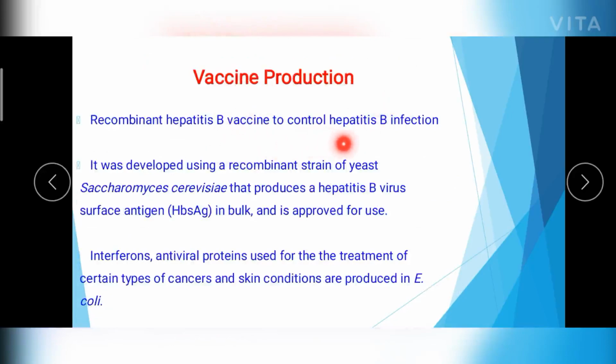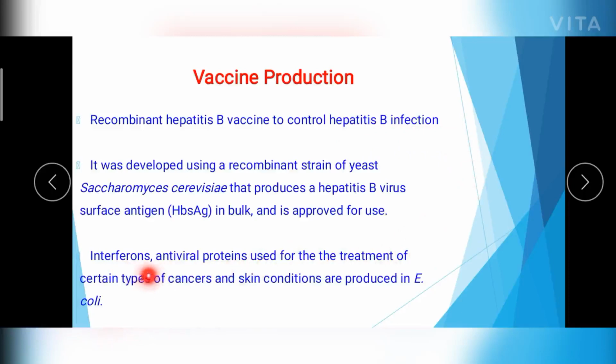Coming to the next example, vaccine production. Recombinant hepatitis B vaccine is used to control the hepatitis B infection. It is developed using a recombinant strain of yeast, that is Saccharomyces cerevisiae, that produces this hepatitis B virus surface antigen, and it can be produced in bulk, and it is used as a vaccine to produce antibodies against the hepatitis B infection.